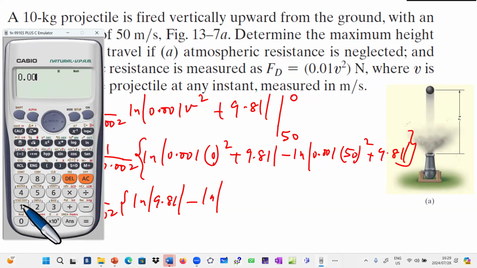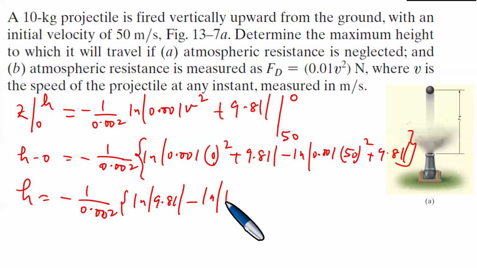Right, so 0.001, 50 squared, 9.81. Which is actually 12.31. So here you're going to have the natural log of 12.31, because it's 0.001 times 50 squared plus 9.81, and you take the absolute value of that. It is actually exactly 12.31. So you have 12.31, exactly 12.31, like so.